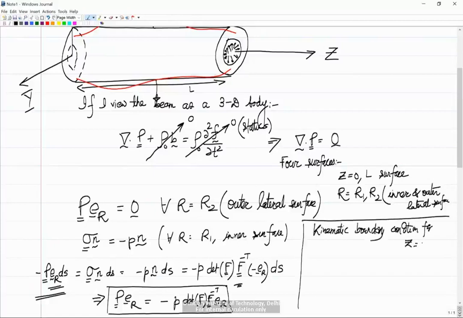For z equal to 0, L, we could, for example, simply take the end cross sections and displace by some amount delta along the axis, keeping the radius fixed. That could be one kind of kinematic boundary condition. But you see that we have to also apply torque here.